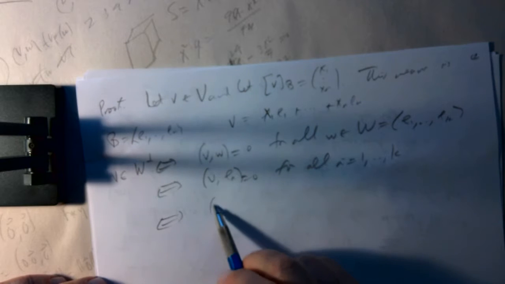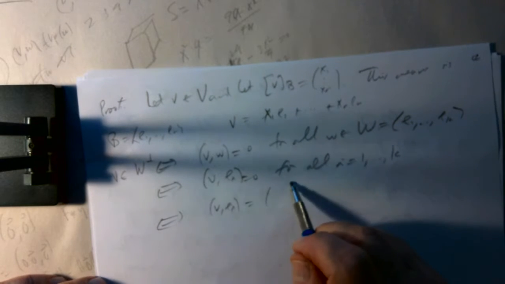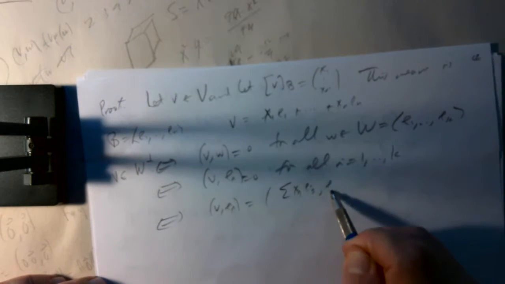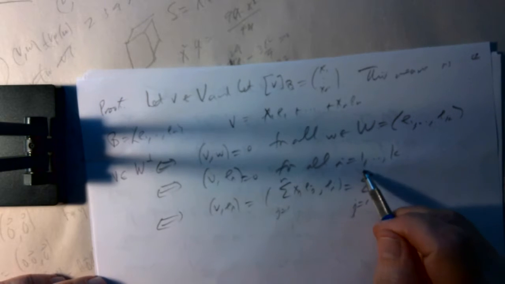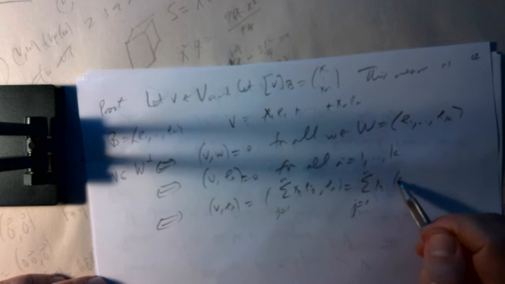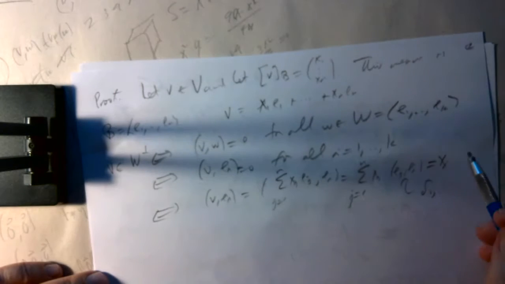But the inner product of V with Ei, that's the inner product of summation xj ej, j goes from 1 up to n, with ei. This is summation, j goes from 1 up to n, xj, inner product ej ei. But this is delta ij. This is the Kronecker delta because e1 up to en is an orthonormal basis. So the only time this isn't 0 is when i equals j, in which case it's 1. So this is equal to xi, which is 0.